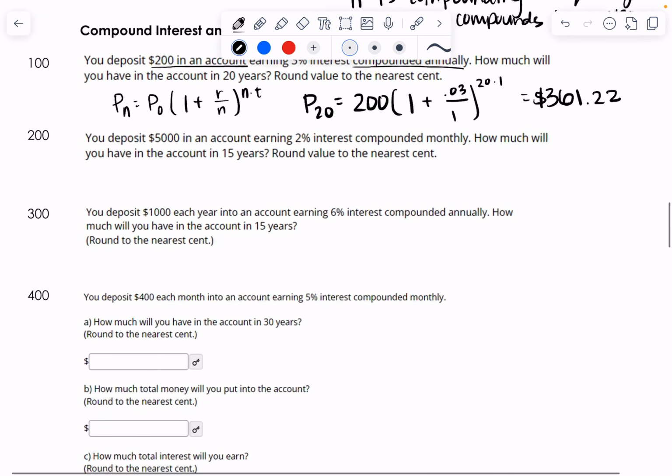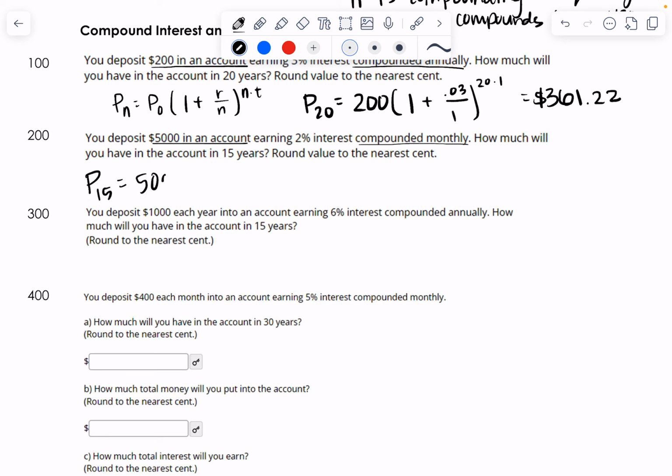Okay, then the next one, you deposit $5,000 in an account. It doesn't say every month. It doesn't say every year. It doesn't say anything about depositing that money more than once. It does say that it's compounded monthly, so that means our compounding frequency is 12, but it doesn't say anything about depositing that money monthly. How much will you have in the account in 15 years?